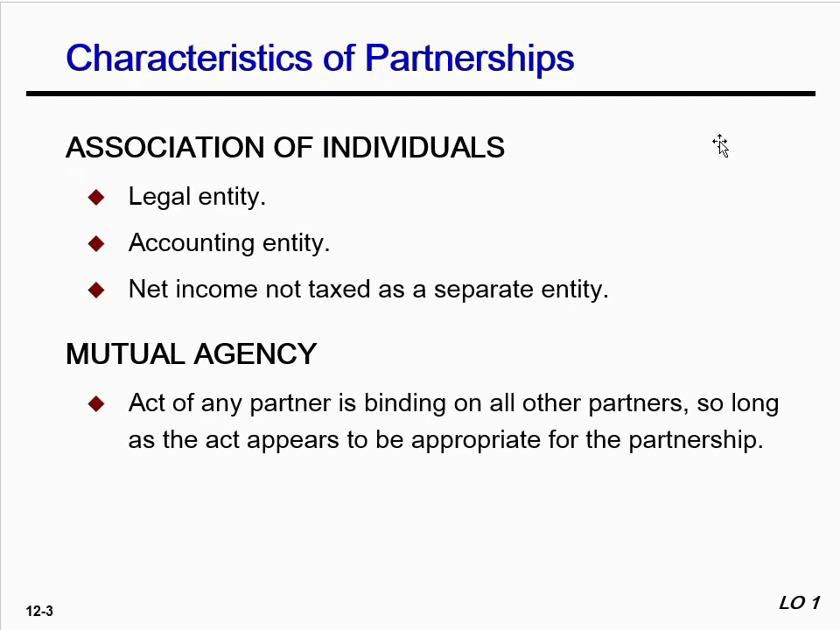Mutual agency. This is the second characteristic of the partnership. Mutual means together, combined. So mutual agency means it's an agreement between all the partners that they will be responsible and binding for each other's acts, as long as the action is appropriate for the partnership. It's a proper action taken in good faith. So, the act of any partner is binding on all other partners.